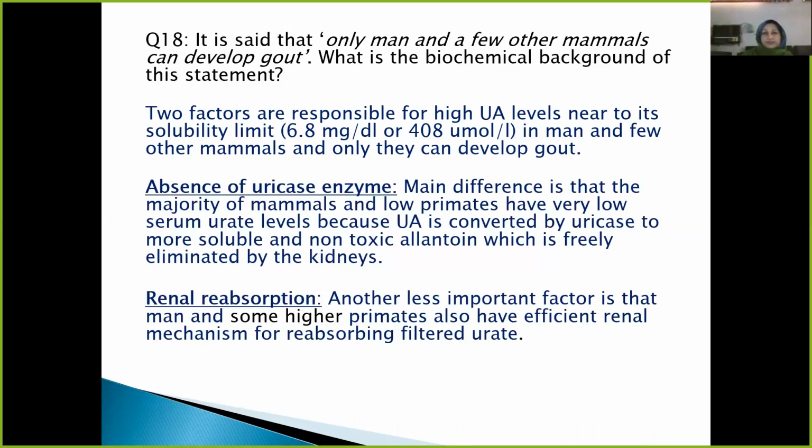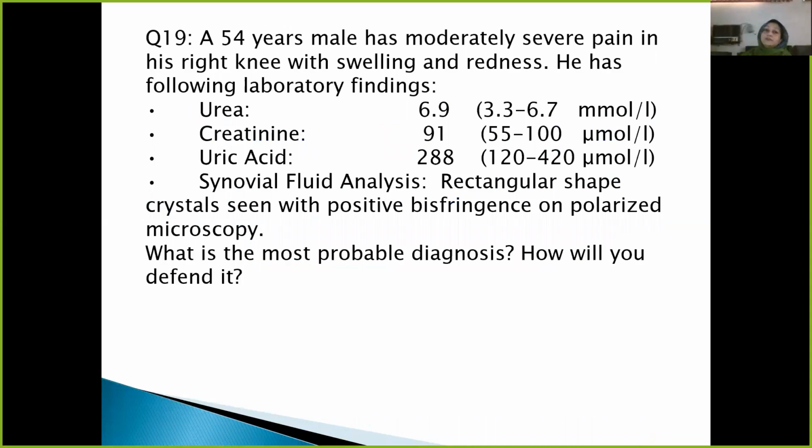Then the last question is, a 54 years old male has moderately severe pain in his right knee with swelling and redness. He has following lab findings: urea 6.9 millimoles, creatinine 91 micromoles, uric acid 288, fluid analysis, rectangular shape, positive on polarized microscopy. What is the most probable diagnosis?